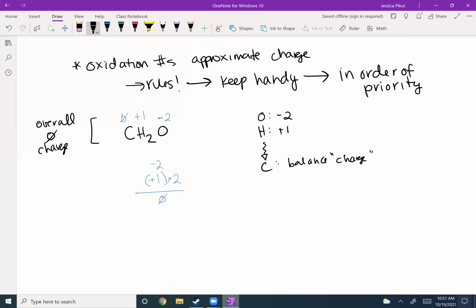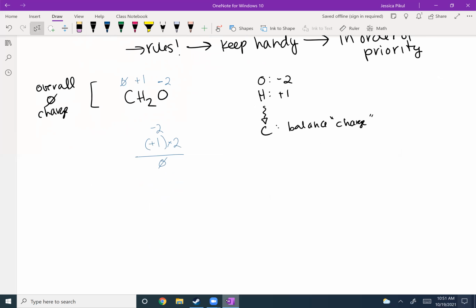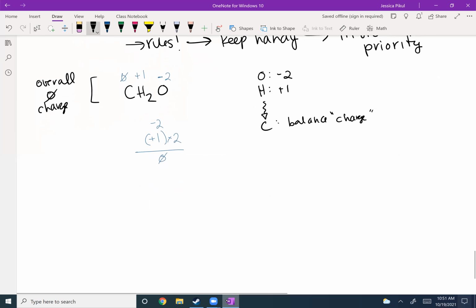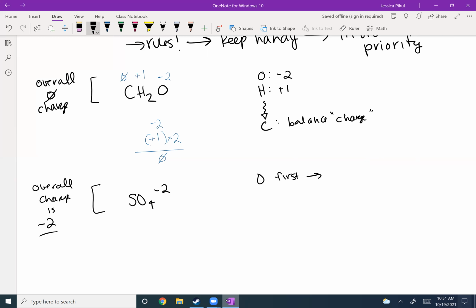What about, let's do SO4 -2, right? So in this case, my overall charge is -2. So everything needs to add up to that. In terms of order of priority, oxygen goes first. It'll be -2. So I'll have -2 for each oxygen. So that's -2 times my 4 oxygen that I have, which is -8.